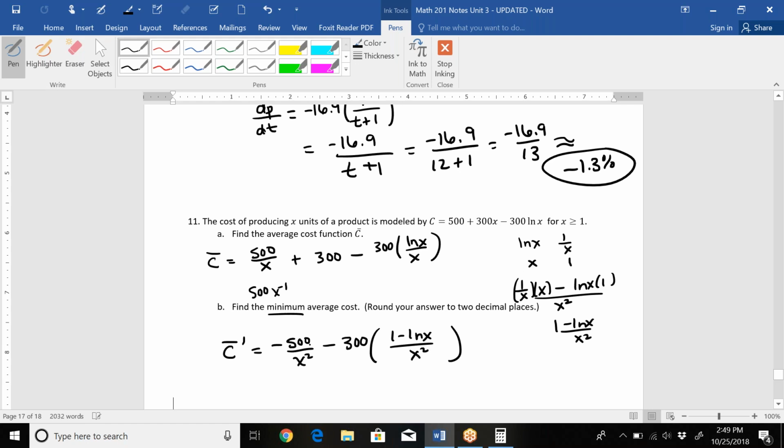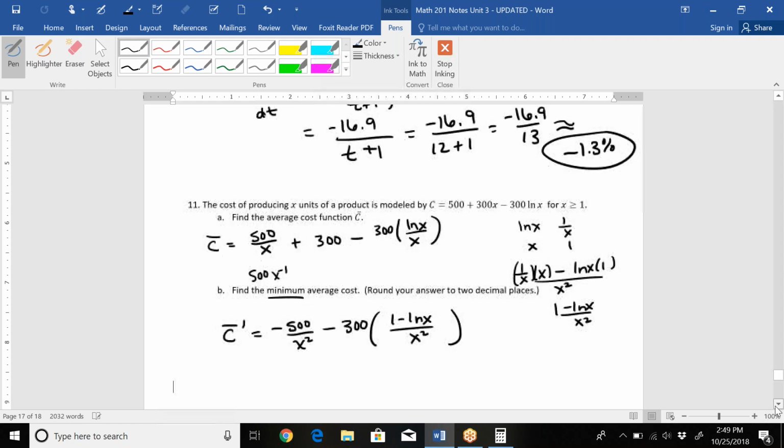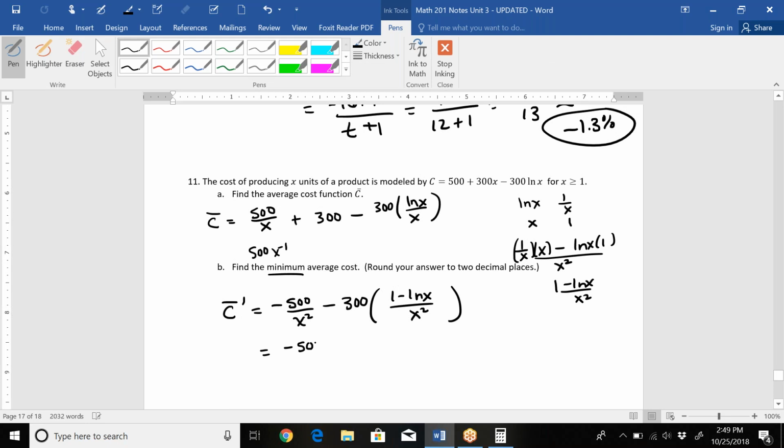Okay, and that's going to be times the 300, so we're going to distribute that. So negative 500 over X squared minus 300. Since they have the same denominator, we can make this one fraction. They are both over X squared. So this is negative 500 minus 300 plus 300 natural log of X, because that one gets distributed to that as well, over X squared. So that is negative 800 plus 300 natural log of X all over X squared.